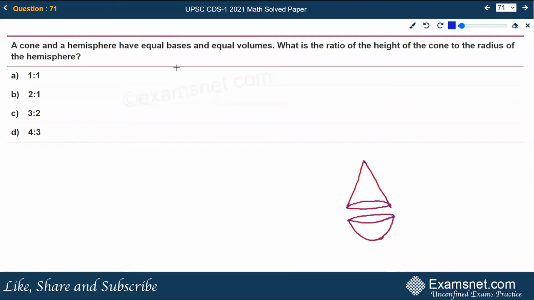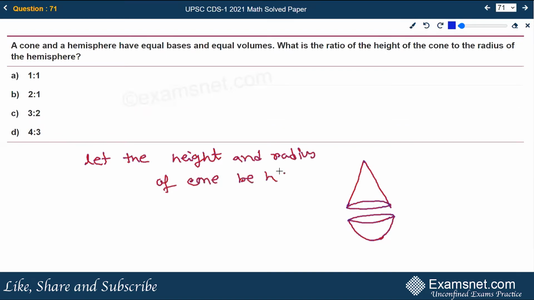In question number 71, we are given a cone and a hemisphere that have equal bases and equal volumes. What is the ratio of the height of the cone to the radius of the hemisphere? So I have already drawn a cone and a hemisphere. Let the height and radius of the cone be H unit and R unit.